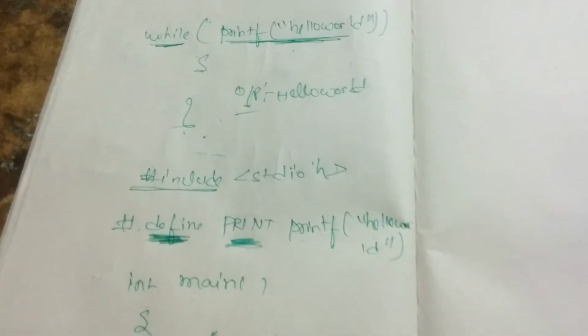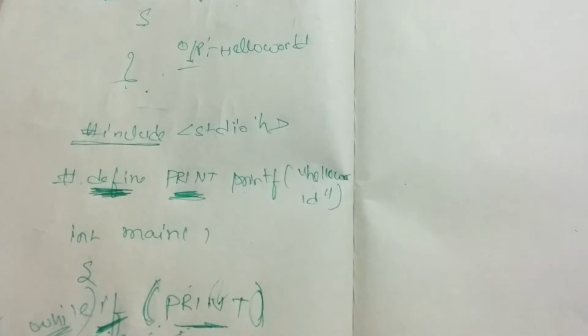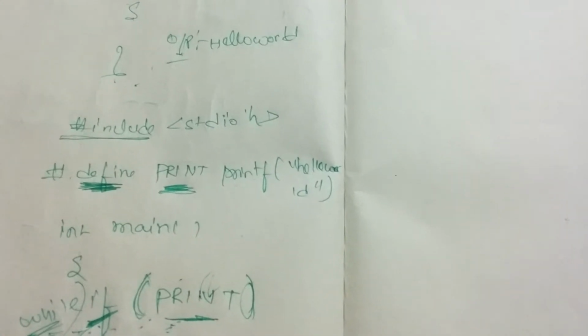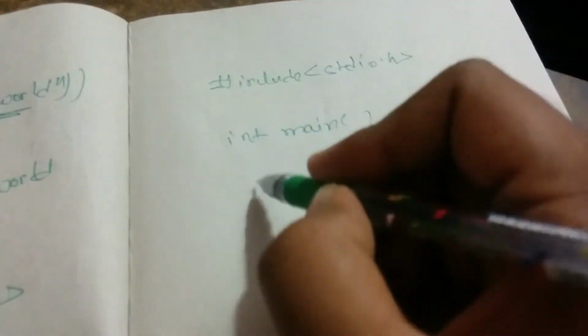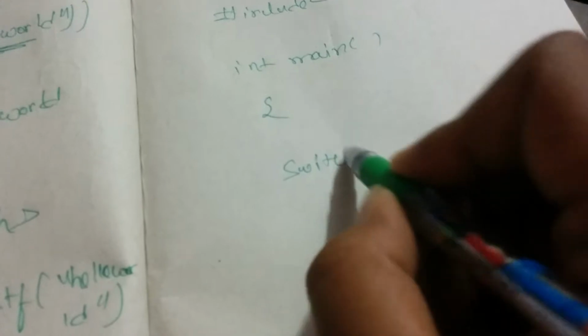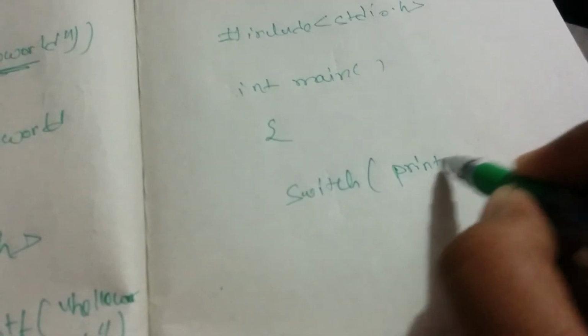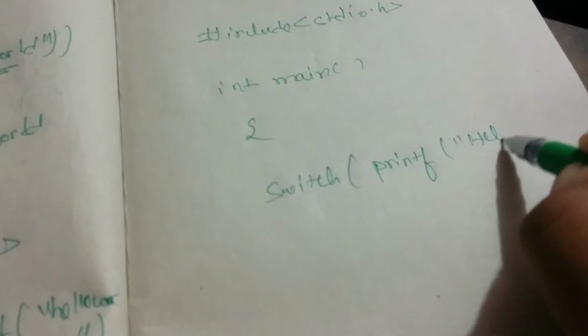We shall see about other ways of printing hello world without using the semicolon. The next way of printing this is by using switch case. Hash include stdio.h. This is a header file, and we write main, and we use switch printf hello. I'm taking hello here, just not hello world, need not be this. Okay, I'm writing hello. What happens here?